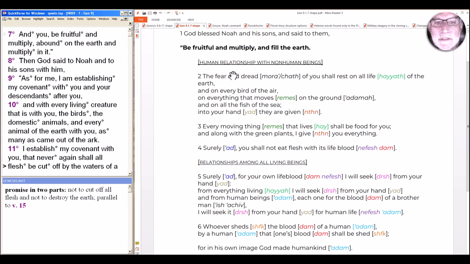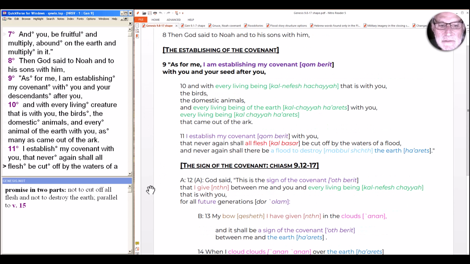But in this unit, we saw this was about what God is saying is different about human relationships with non-human beings and among all living beings after the flood. So God's speaking to them about what will be different in this new way of being for them. But what we're going to see today is what's different for God, as it starts here, "as for me." So our section today will focus on what God is saying is going to be different about God as a result of this experience.